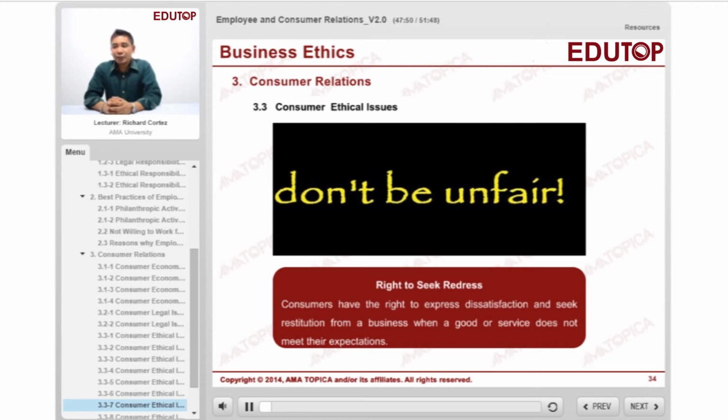Another right of the consumer is the right to seek redress. What do we mean by this? Consumers have the right to express dissatisfaction about the product they bought. So don't be angry with customers who are not satisfied. Sometimes there are customers that are very frank. They will tell you right away if they don't like the product. That is one way of knowing whether the product being sold or the service being rendered is satisfactory or not. So you should always want to know about dissatisfaction.